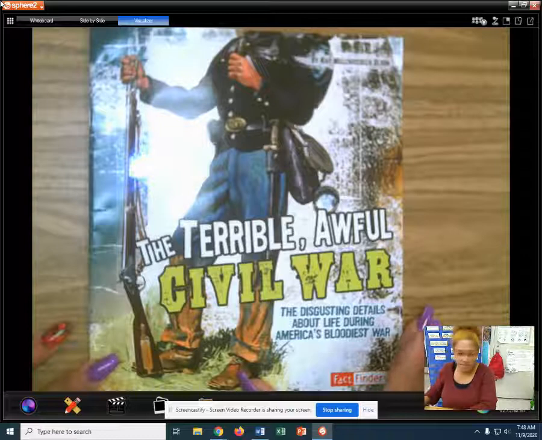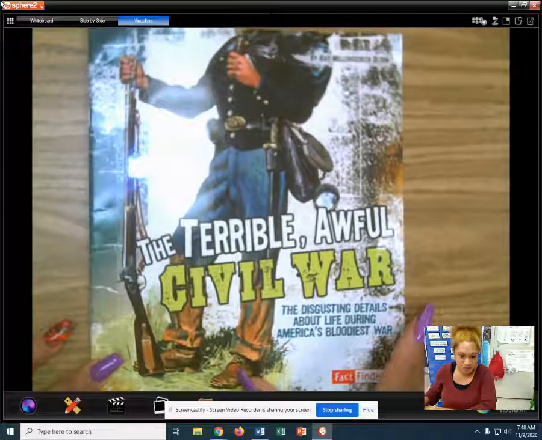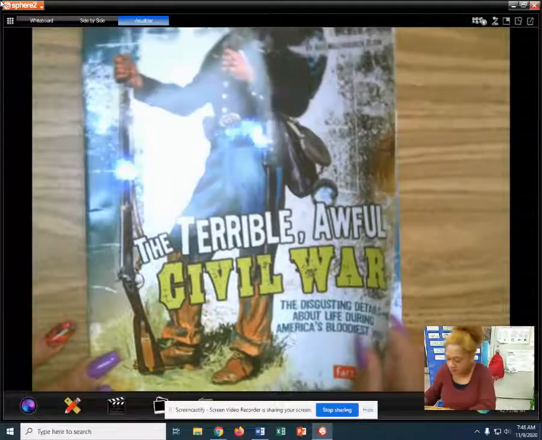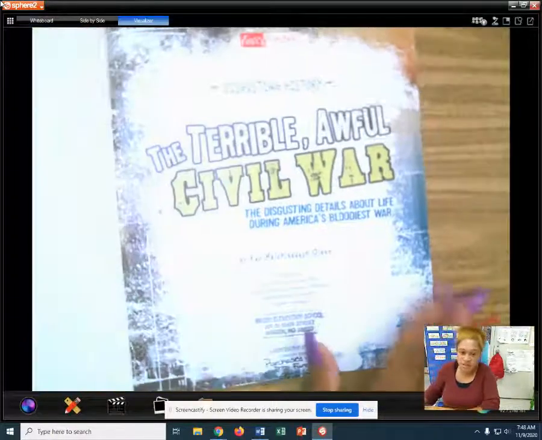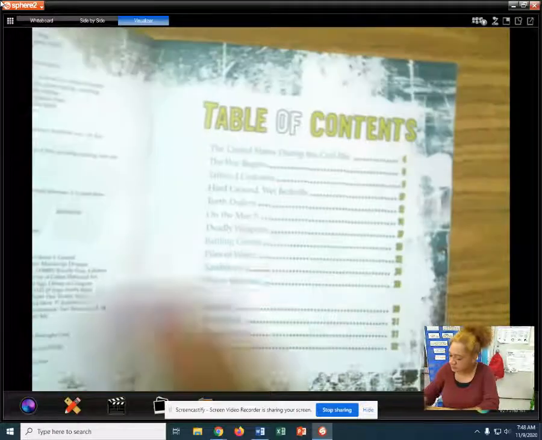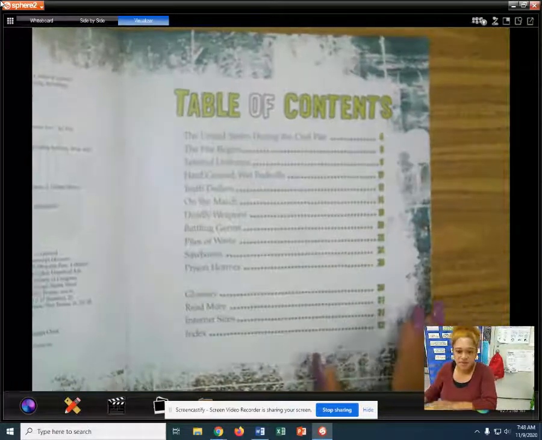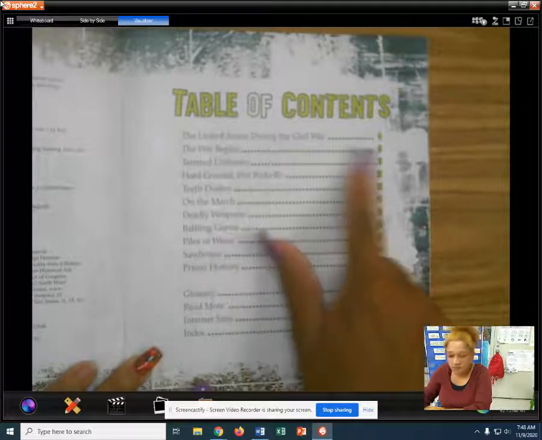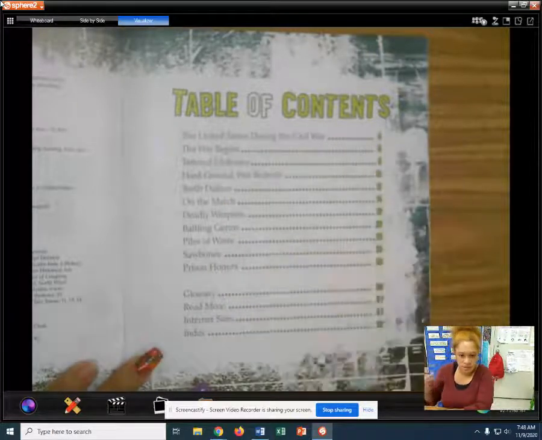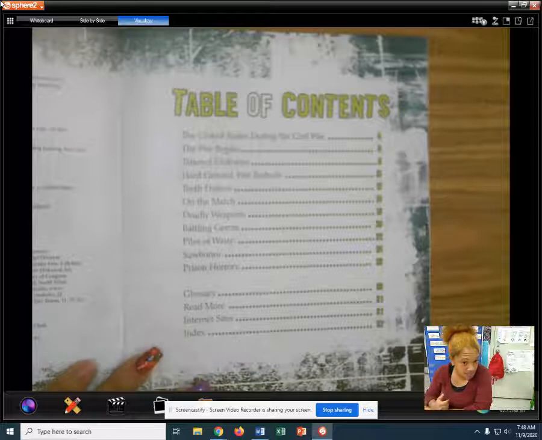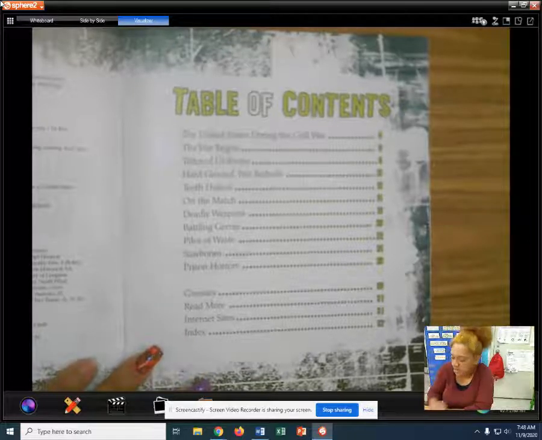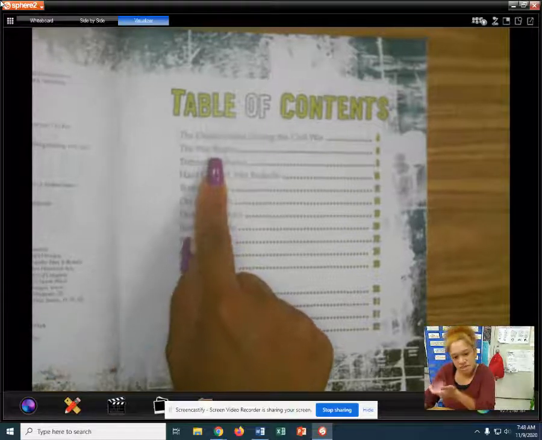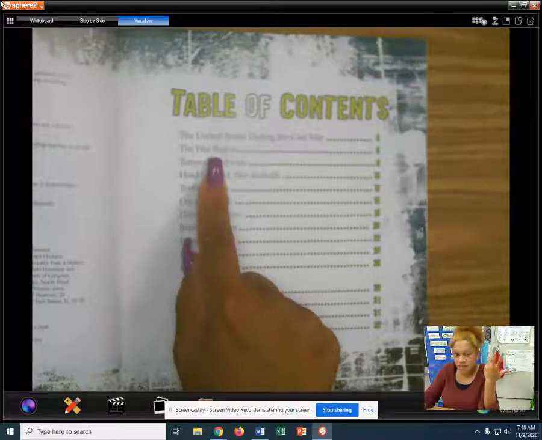So, the terrible, awful Civil War. Already sounds like my author is not a fan of the Civil War. But maybe we can see words that would show their perspective. A table of contents. The United States during the Civil War. So obviously the Civil War took place in the United States. So we're going to learn about what life was like. The war begins. As a good reader, I'm thinking maybe this is going to tell me what started the war.